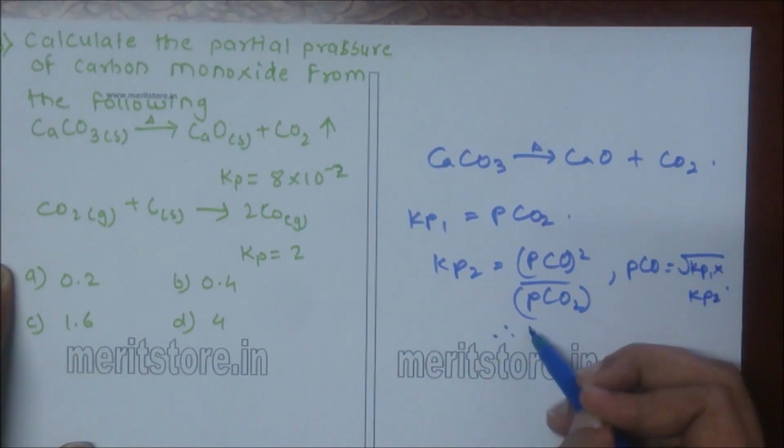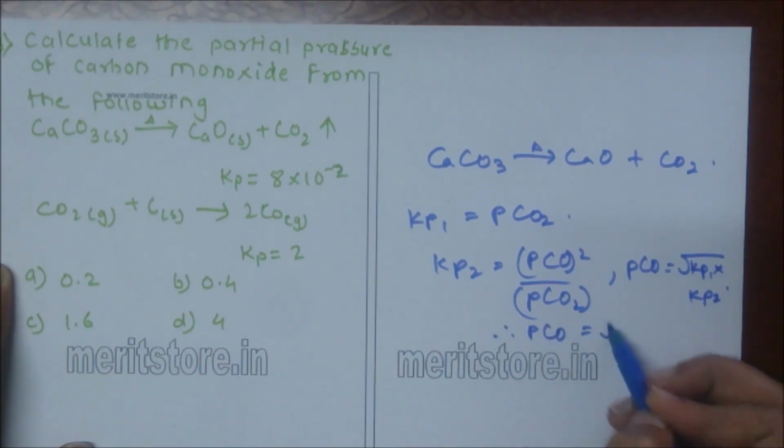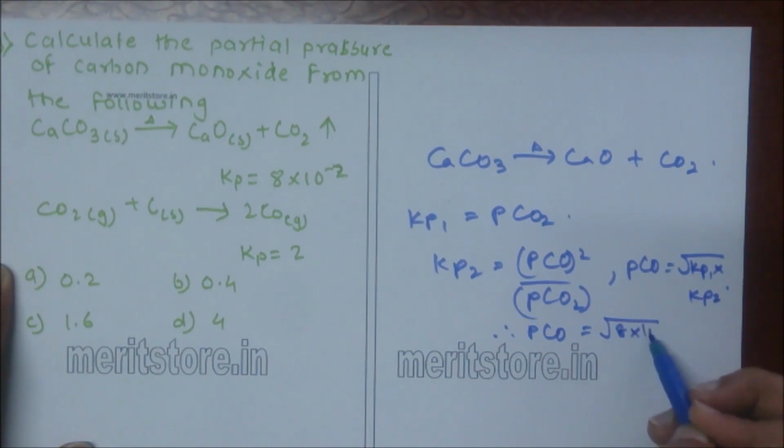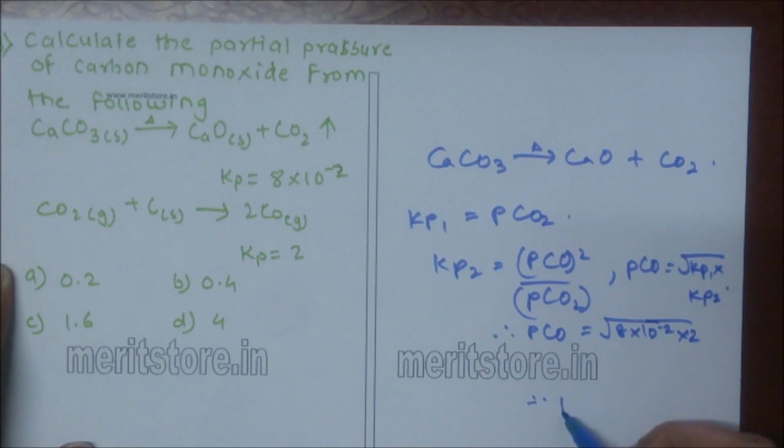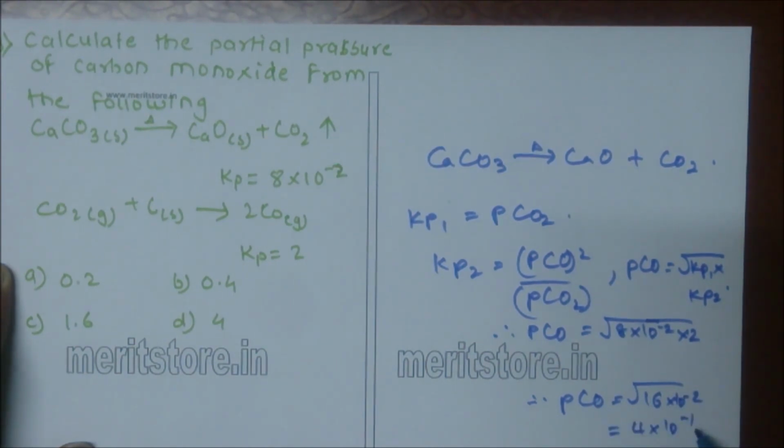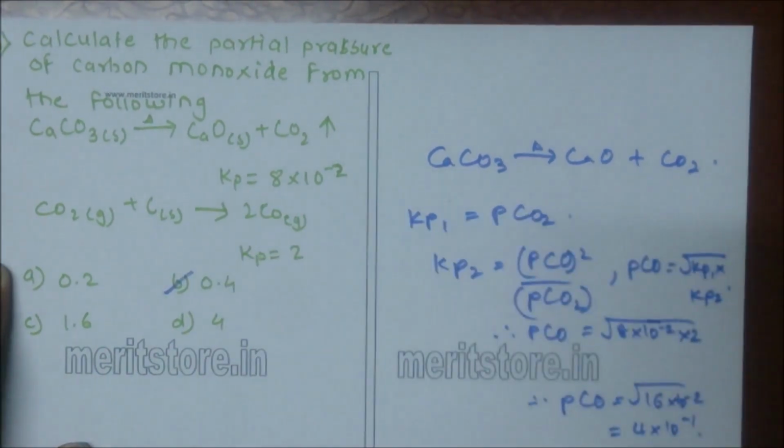Therefore, PCO is equal to root of 8 into 10 raised to minus 2 into 2. Therefore, PCO is equal to root of 16 into 10 raised to minus 2, which is equal to 4 into 10 raised to minus 1. So option B is the correct answer.